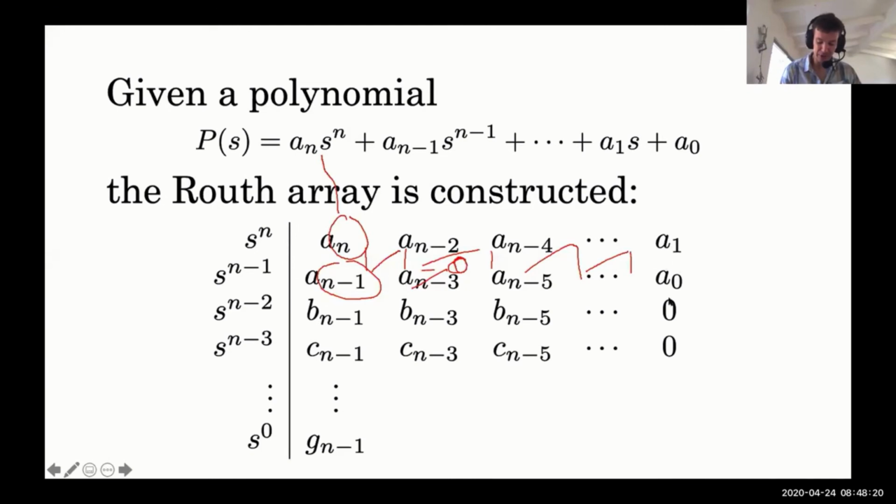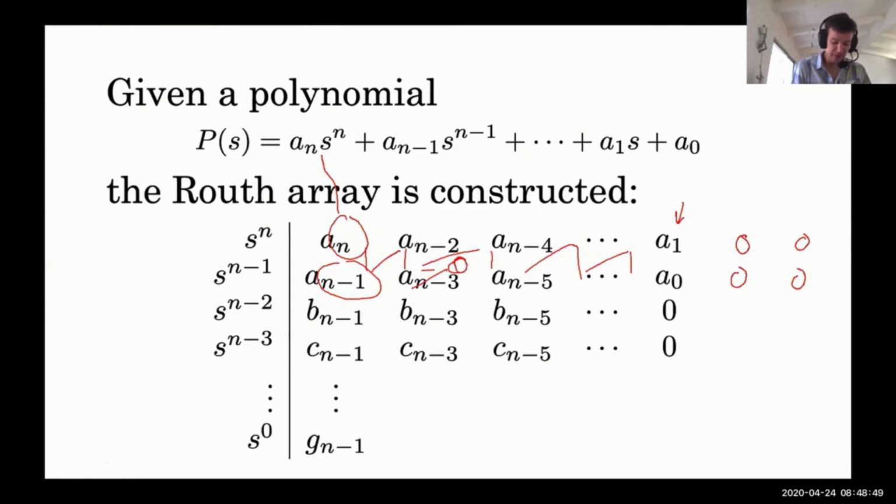When you get to the last coefficient, you are free to keep going with zeros until you get tired of drawing zeros. That sounds kind of silly, but if you have an even order polynomial, then your a0 will actually end up here, and that means that your coefficient here needs to be 0. We'll see examples of that in a moment.